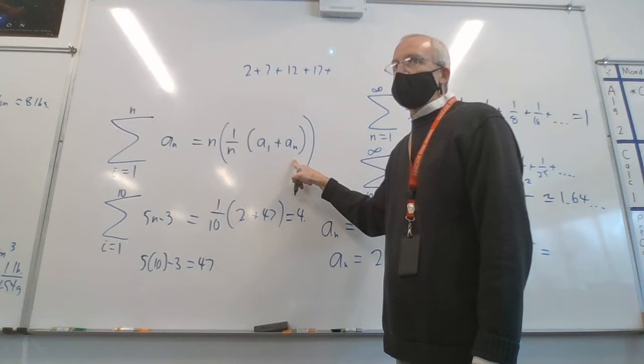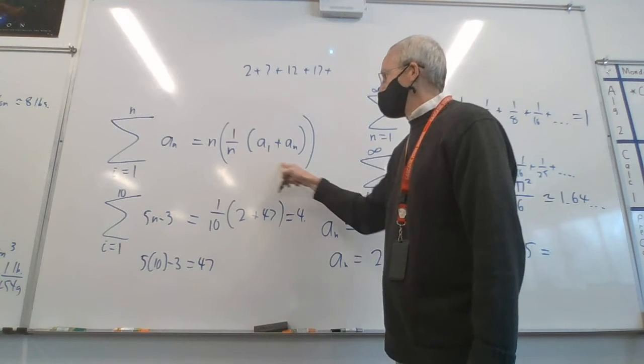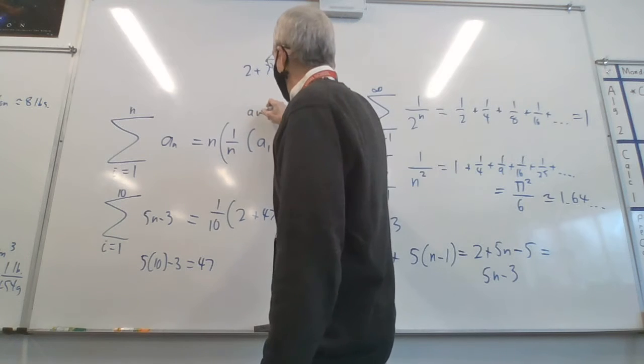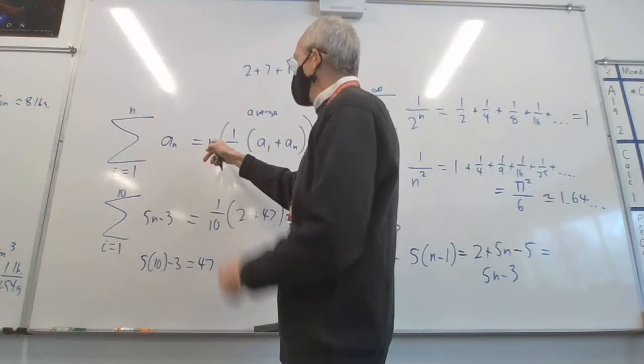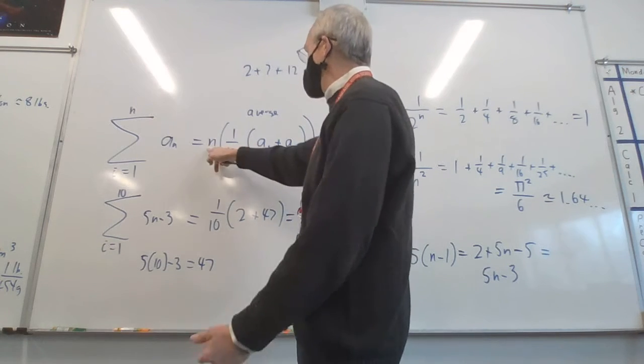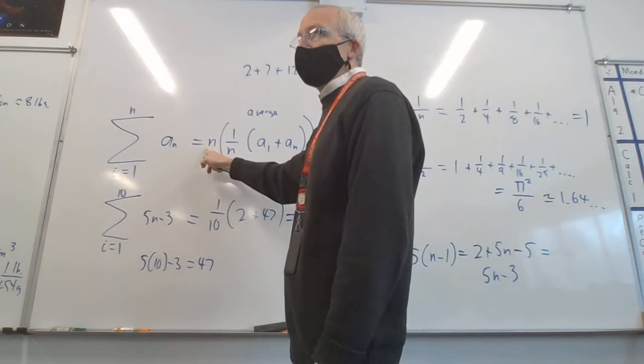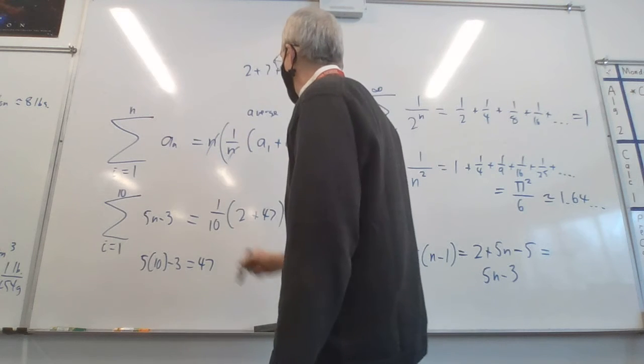Does that make better sense? You find the average of the terms, which is inside the parentheses. And if that's the average of them, what's the sum? Well, if you have 10 of them and the average is 5, the sum is 50. So you multiply by n. But notice the n's cancel.